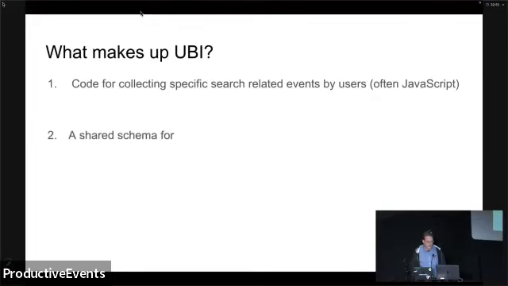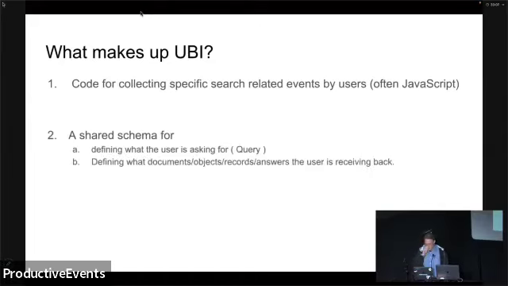Now, a big area that we spend a lot of time on: we want a shared schema, right? We need a way of defining what the users are asking for and understanding what a query is. We also need a good way of tracking and articulating back what the documents, objects, records, chunks are, the things that we are returning to the user, because that's as important as understanding what your user queries are.